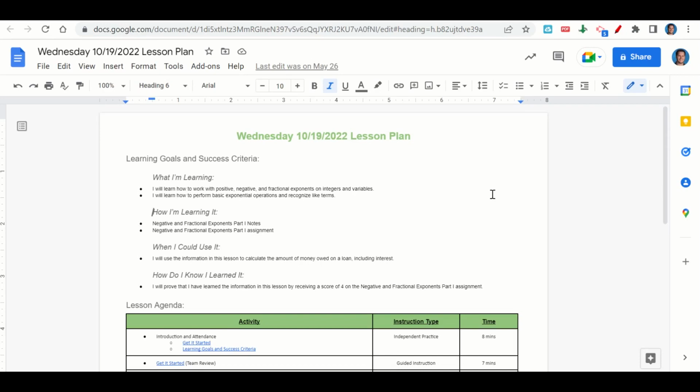First, what are we learning? We're learning how to work with positive, negative, and fractional exponents on integers and variables, and how to perform basic exponential operations and recognize like terms. How are we learning it? Through the negative and fractional exponents part 1 notes and the negative and fractional exponents part 1 assignment. When can we use this? To calculate the amount of money owed on a loan including interest. How do we know we learned it? By getting a score of 4 on the negative and fractional exponents part 1 assignment.